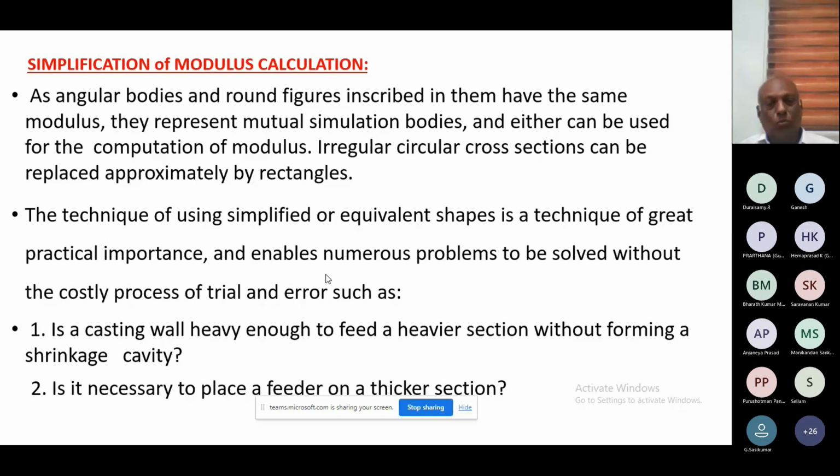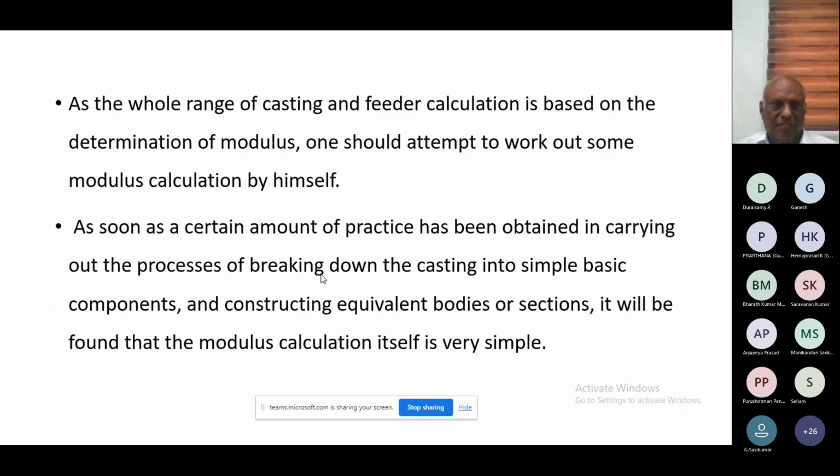Is it necessary to place a feeder on a thicker section? As a whole range of casting and feeder calculation is based on determination of modulus, one should attempt to work out some modulus calculation by himself. As soon as a certain amount of practice has been obtained in carrying out the process of breaking down the casting into simple basic components and constructing equivalent bodies or sections, it will be found that the modulus calculation itself is very simple.